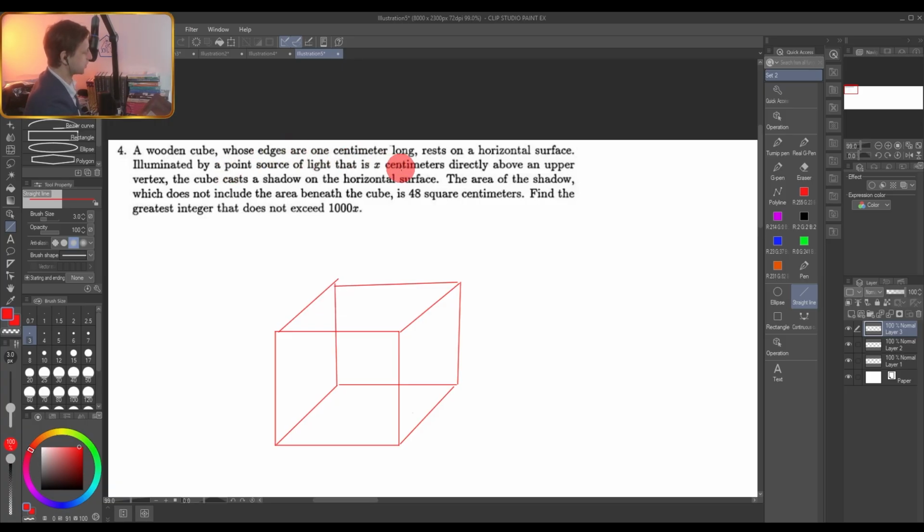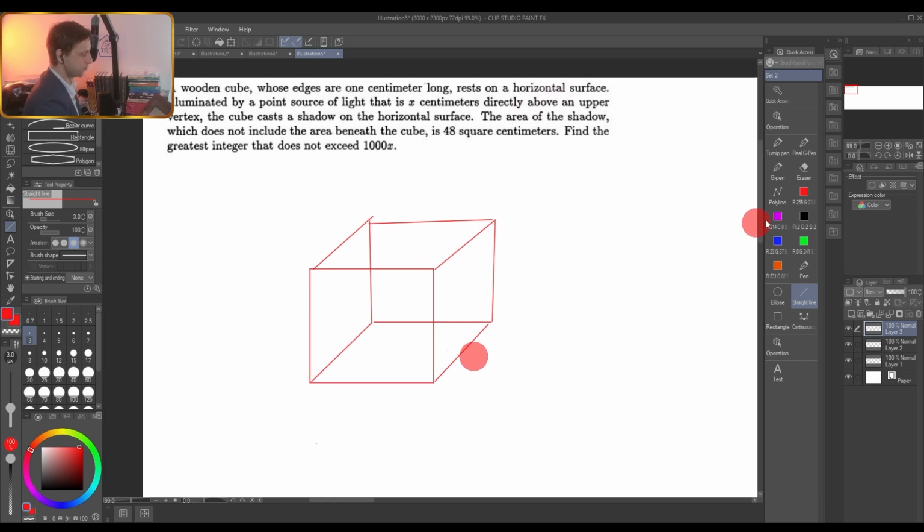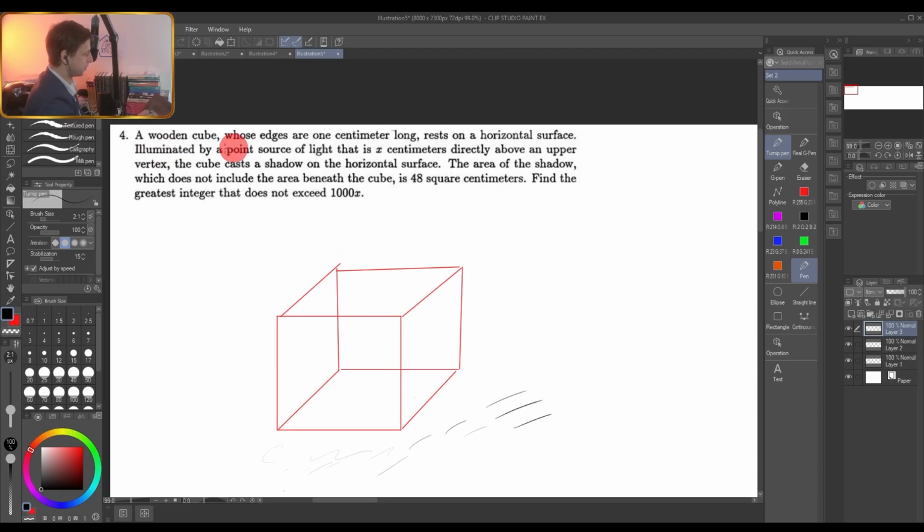A wooden cube whose edges are 1 centimeter long rests on a horizontal surface, and the surface will be somewhere here. So it's a plane, and the cube is standing on this plane, and illuminated by a point source that is x centimeters directly above an upper vertex. Directly above means like this, so some edge should be extended. Let's extend, for example, the edge that is far from us. This one is x centimeters long, and there is a light point source.